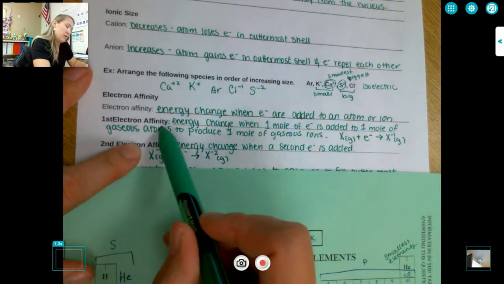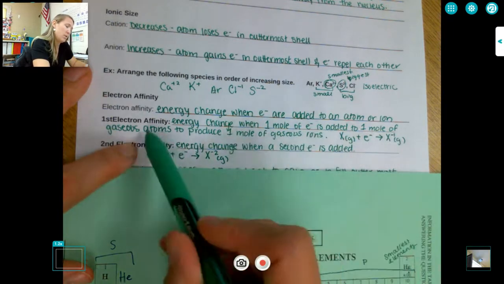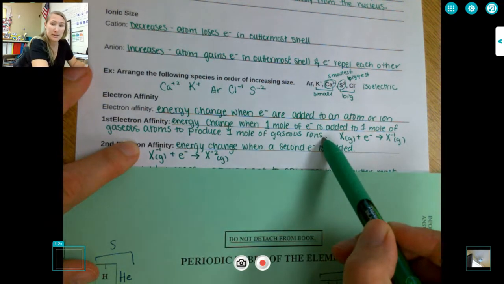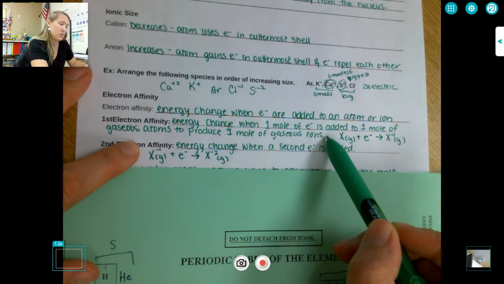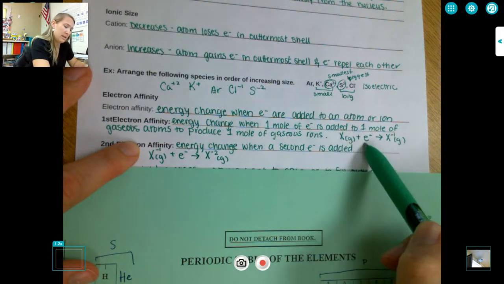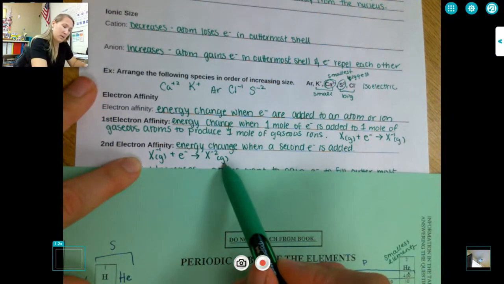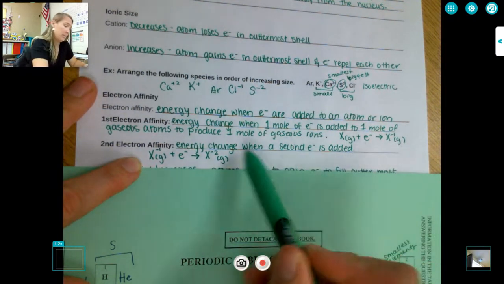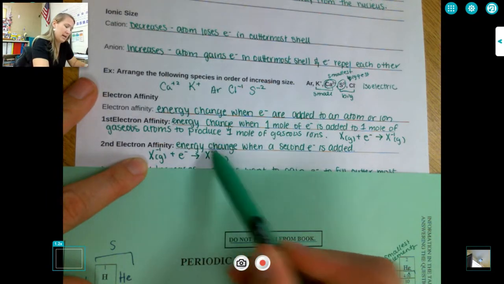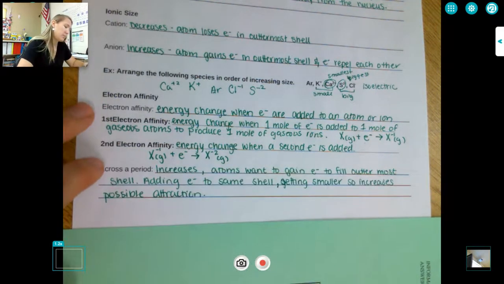So the first electron affinity is the energy change when 1 mole of electrons is added to 1 mole of gaseous atoms to produce 1 mole of gaseous ions. Sounds familiar. Sounds like our ionization energies. And we can write that as my gaseous atom plus an electron makes a gaseous ion. I can make a second one by adding a second electron. So my gaseous ion plus an electron makes a gaseous ion with a -2 charge. So I can do the same things here.